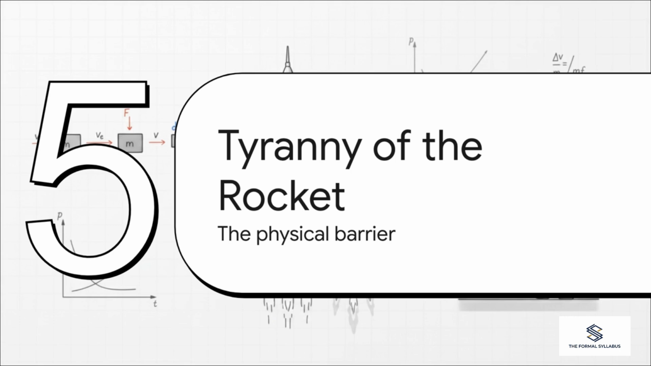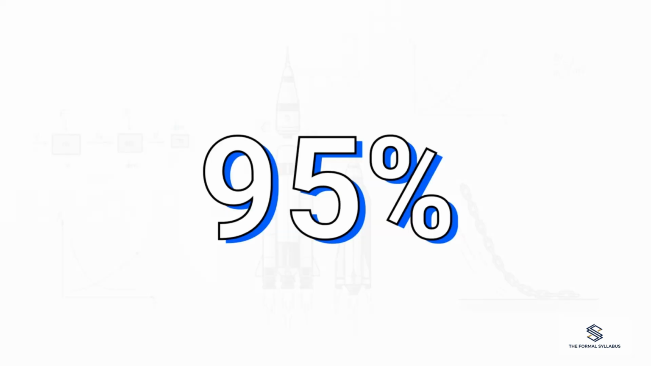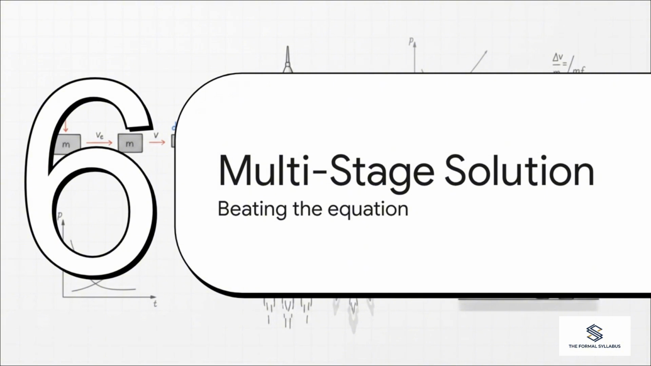Welcome to Section 5, Tyranny of the Rocket, the Physical Barrier. 95%. Just let that sink in for a second. To achieve the immense orbital speed required for a single-stage-to-orbit vehicle, using current chemical rockets, roughly 95% of the rocket's entire liftoff mass has to be fuel. That leaves a measly 5% for the heavy metal engines, the structural tanks, the computers, and your actual payload. It leaves literally almost zero room for error, which is exactly why true single-stage-to-orbit vehicles just haven't been successfully built yet. So we call that the tyranny of the rocket equation.